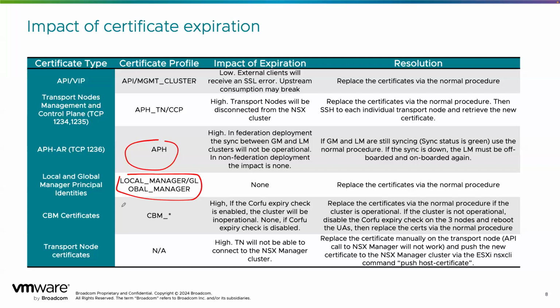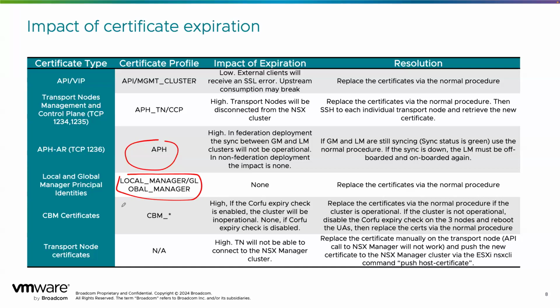Transport node certificates are 10 years by default if you're coming from an old version. These are the certificates on the ESXi hosts or the edges, and the impact is high, because those transport nodes will not be able to connect to NSX Manager if they expire. So the best option is, of course, to replace them through the API or the script that I showed you before they expire, because that process will only work if there is a trust relationship between the manager and the host, so that the updated certificates can be updated over that trusted channel.